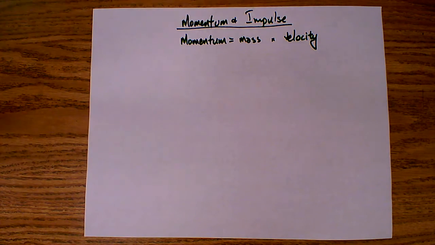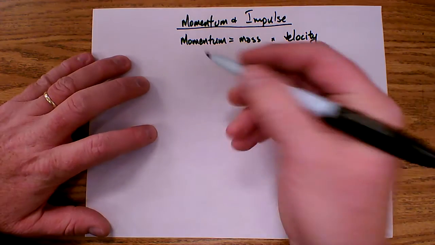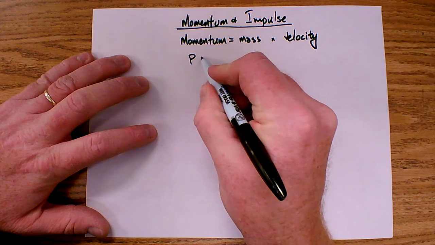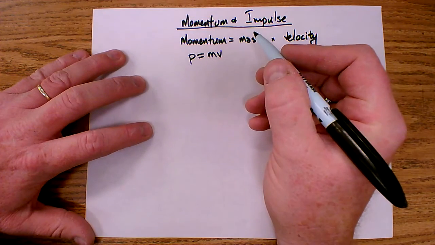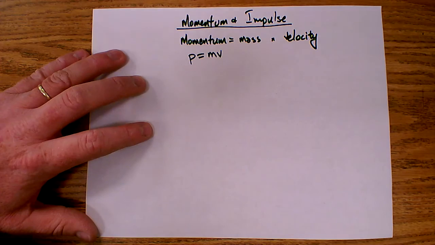Today we're going to talk about momentum and impulse. Momentum is a quantity of motion and is found by multiplying mass times velocity. The symbol for momentum is a p, and so the formula is p equals m times v. Momentum equals mass times velocity.